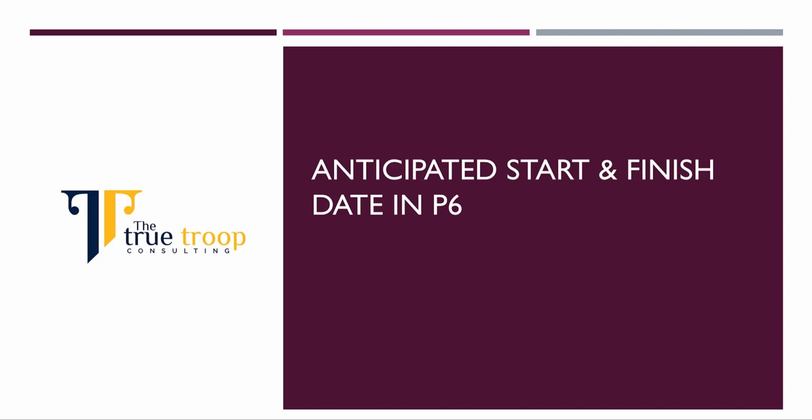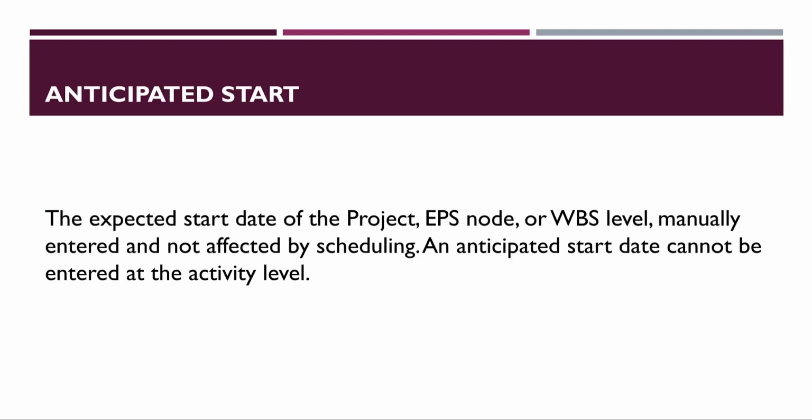Today we'll be discussing the anticipated start date and anticipated finish date in Primavera P6. The anticipated start date in Primavera P6 is the start date of a project, an EPS node, or a WBS level. Please note that it's manually entered and not affected by scheduling. An anticipated start date cannot be entered on an activity level, but I will show you today the relationship between that and activity start and finish dates.